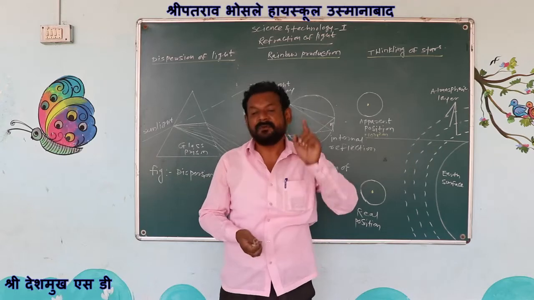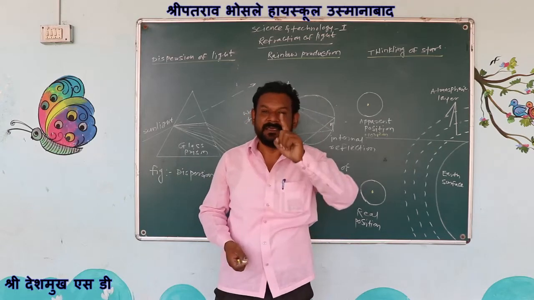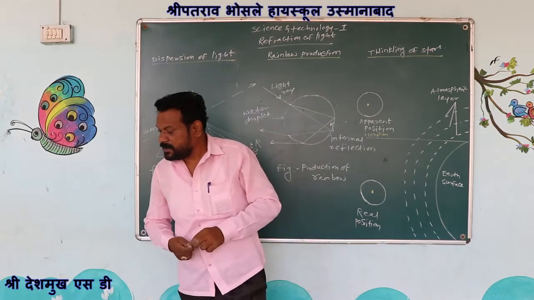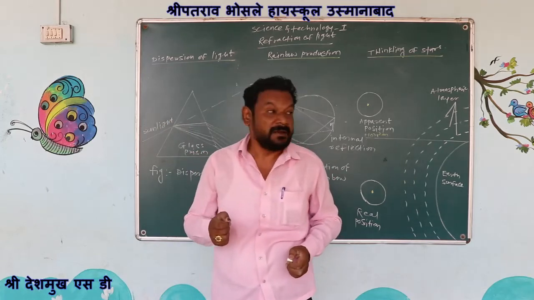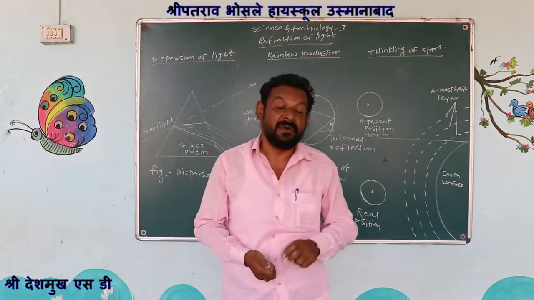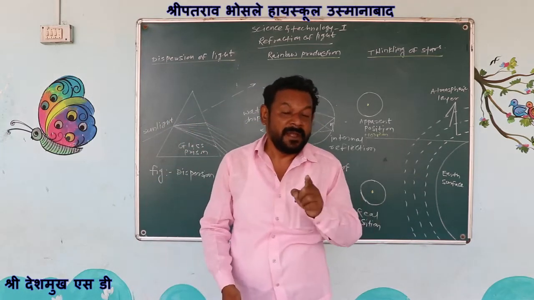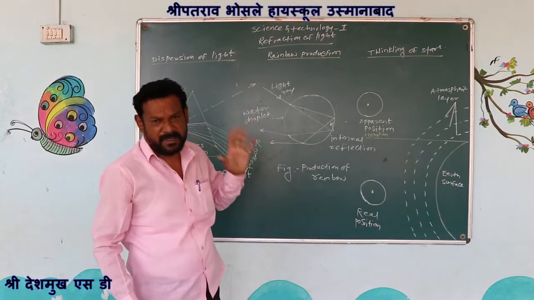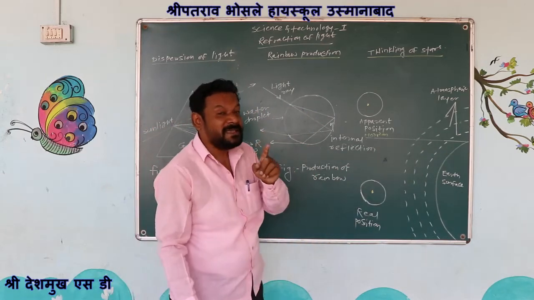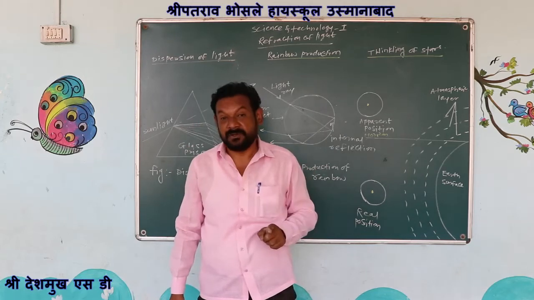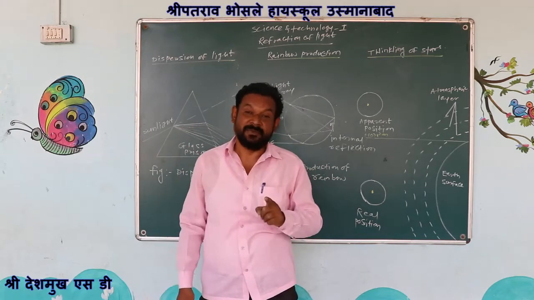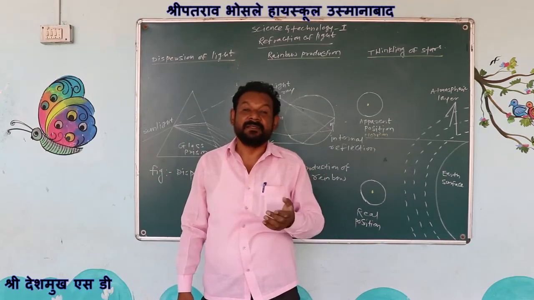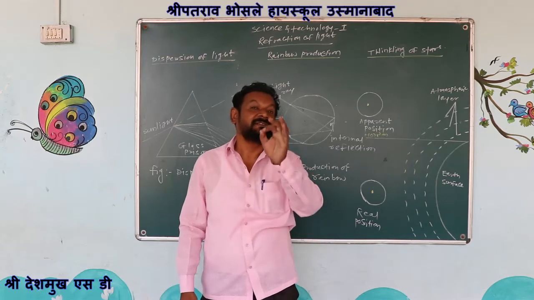What is dispersion of light? The process of the separation of light into its component colors while passing through a medium is called the dispersion of light. Very simple. Now, Sir Isaac Newton was the first person to use a glass prism to obtain the sun spectrum.